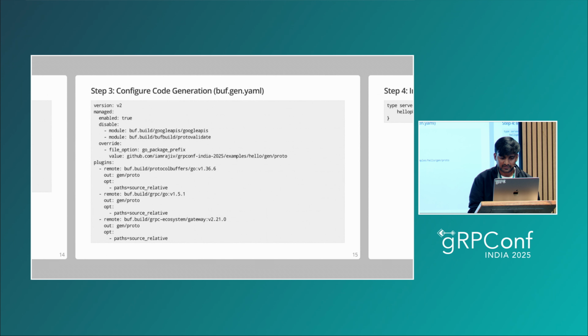The third plugin is grpc-ecosystem/gateway. This generates REST proxy code that translates HTTP requests to gRPC calls. This plugin uses the paths=source_relative option, which means generated files will be placed right next to their source proto files, keeping our project nicely organized. So these are the configuration files to generate the code.